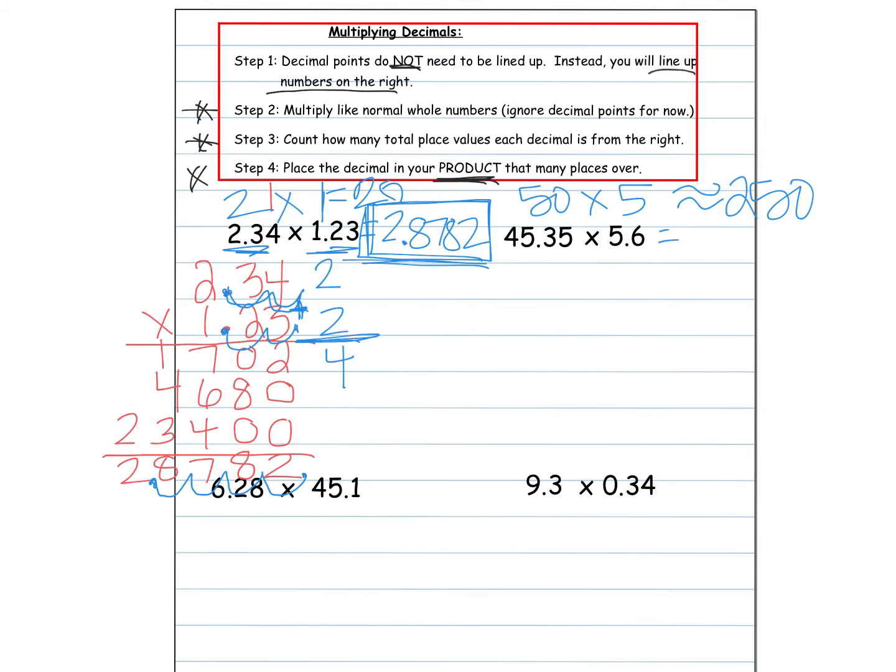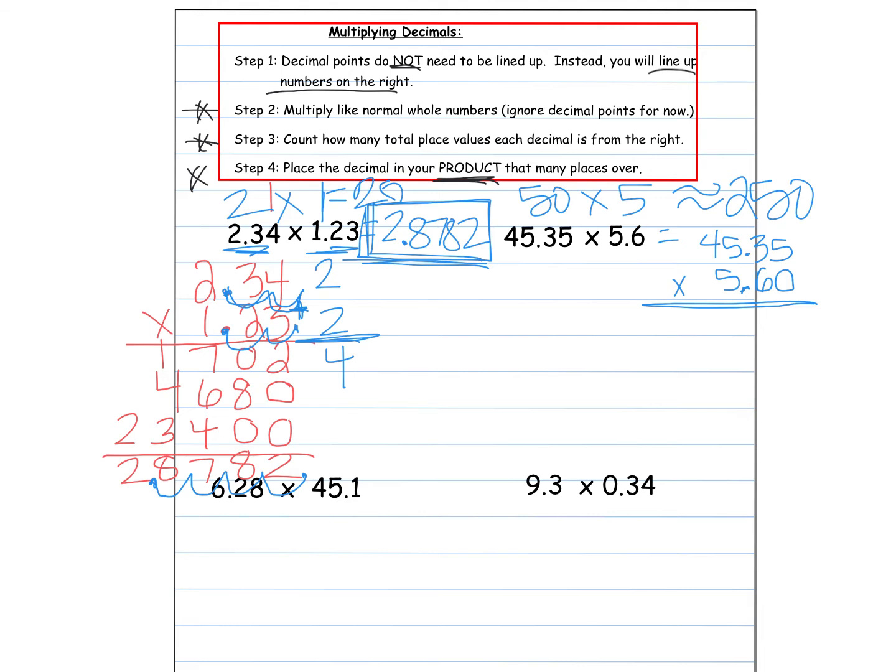So let's line it up. I'm going to start it over here so I have a little more room. 45.35 times 5 and 6 tenths. And I'm going to add a 0 here so I know that something needs to go there.